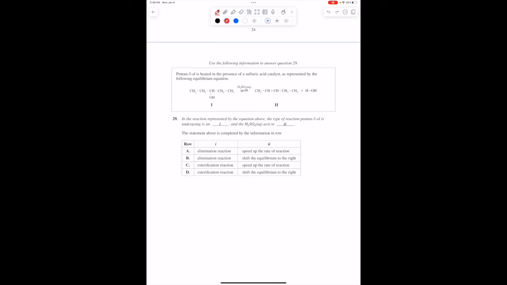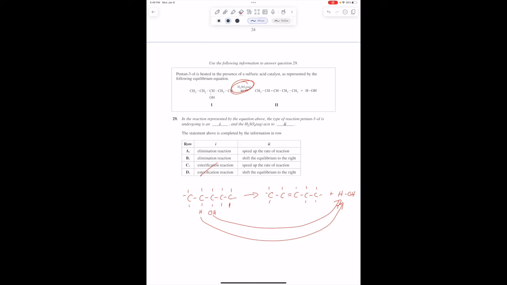So I've got this pentan-3-ol. Oh yeah, so if I was to draw this another way, like here's my pentane molecule, right? With my OH here, and then it's turning into this. Right, so what happened was this H and this OH came off and we made a double bond. So that is an elimination reaction, and sulfuric acid is just acting as a catalyst, and catalysts speed up reactions. And catalysts are written above the arrow and all that, so it's A.